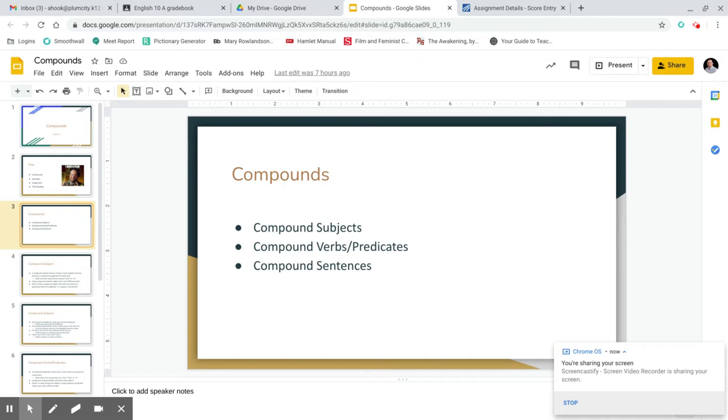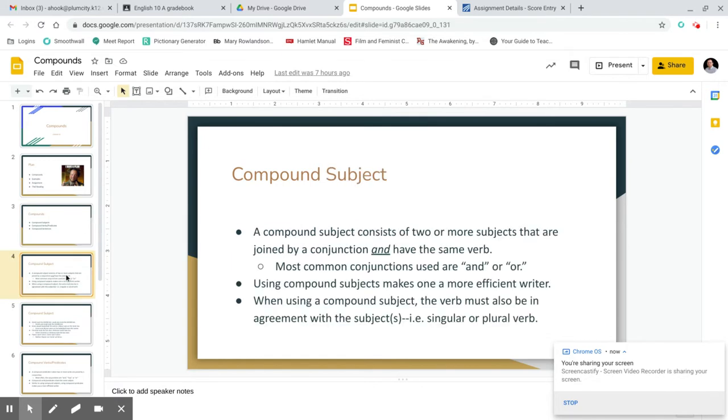You'll see here when we get to it, but the verbs have to have the same subject. You can't have two different subjects because then you have a compound sentence, which is the third type of compound that we will be discussing today. All right, first, compound subjects.